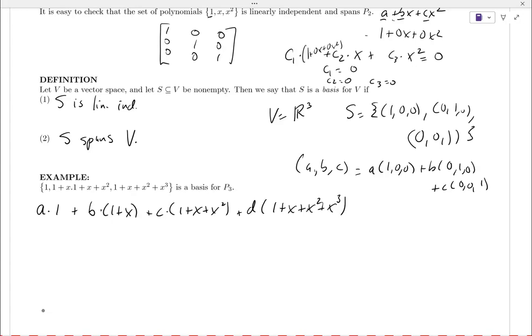If we start gathering like terms, then I can rewrite this particular sum on the left-hand side. If I combine like terms, your constant term looks like a plus b plus c plus d, right? Correct? Okay. Your x, what's the coefficient on the x term then?